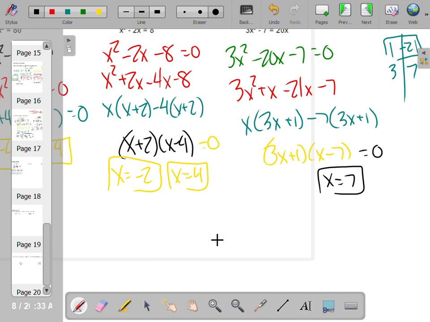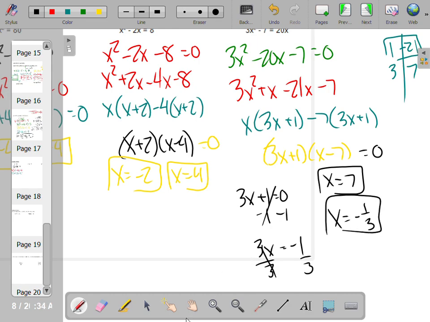If this trips you up, write a little mini equation. When does 3x plus 1 equal 0? Well, subtract 1. Divide by 3. Negative 1/3. x equals negative 1/3 is my other 0. We're getting close.